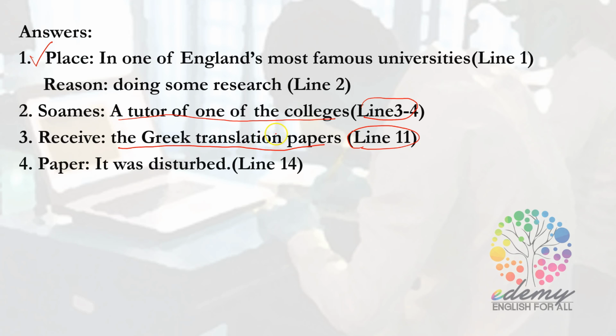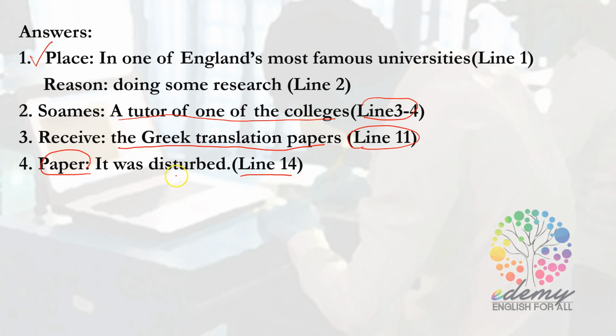Move on to the answer to the fourth question: what happened to the paper, and why did he refuse to call the police? So we will answer the first part, what happened to the paper. It was disturbed, and you can find it on line number 14. You can see "the paper had been disturbed". This is the answer for the fourth question.